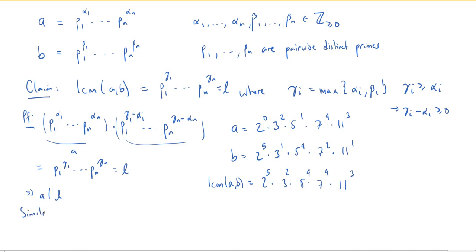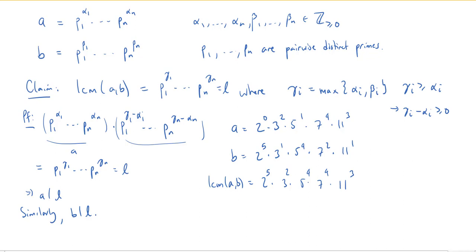Similarly, we write down the exact same thing, only instead of alphas, we'll have betas. So similarly, B divides L. Okay, so we've shown that A divides L, we've shown B divides L. The next thing we have to show is that L is the smallest positive integer. Well, okay, it is positive, but we have to show it's the smallest number which is a multiple of both A and B.